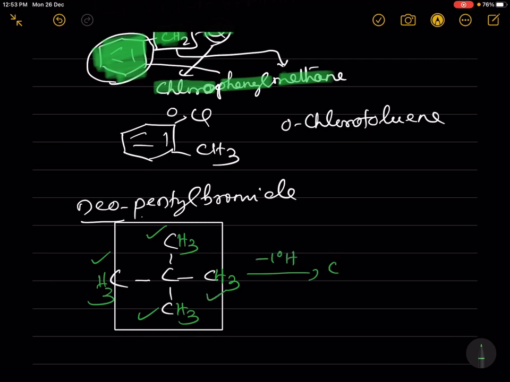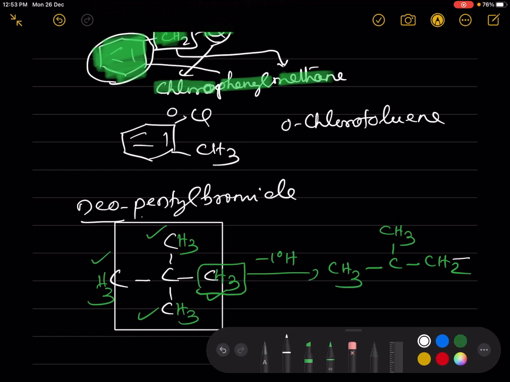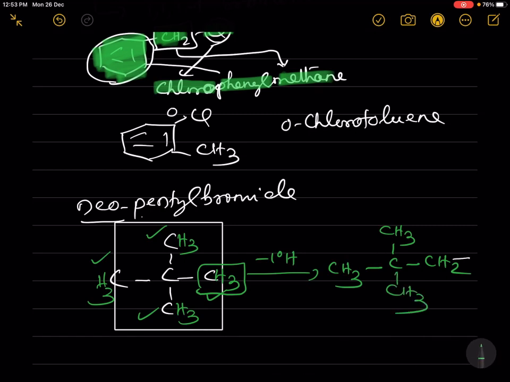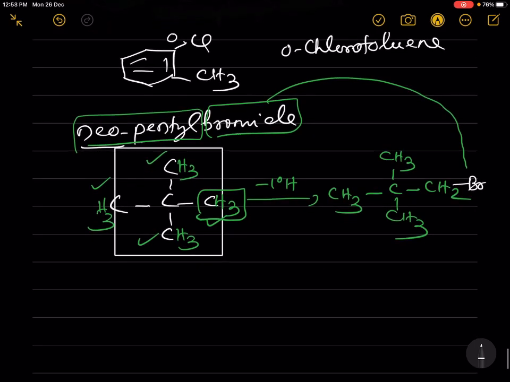So you will be getting CH3, C, CH3, CH2. Suppose you have removed the hydrogen atom from this carbon, then here we have to show a single bond, and this is CH3. But here it is written neopentyl bromide. Bromide means this bromine will retain in this position. This is neopentyl bromide. And the structure can be written like this also.